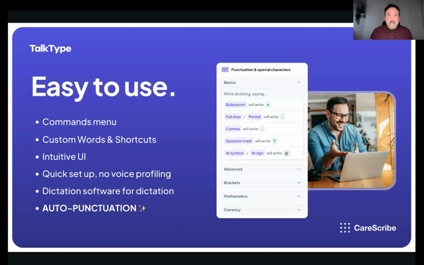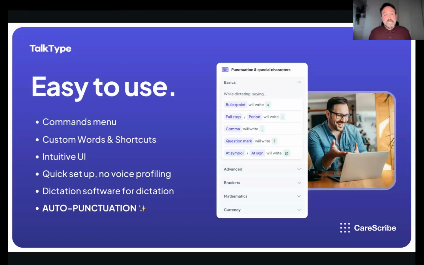Aside from being able to dictate, you can have a commands menu, so it's all available. A one-pane view. There's custom words and shortcuts to streamline your workload, especially if you're saying things over and over again. It's a very intuitive UI. Real big seller here is that there is no creating any profiles. There are no training voices to speak a certain way. You can speak as naturally as you want to, and I'll demonstrate that shortly.